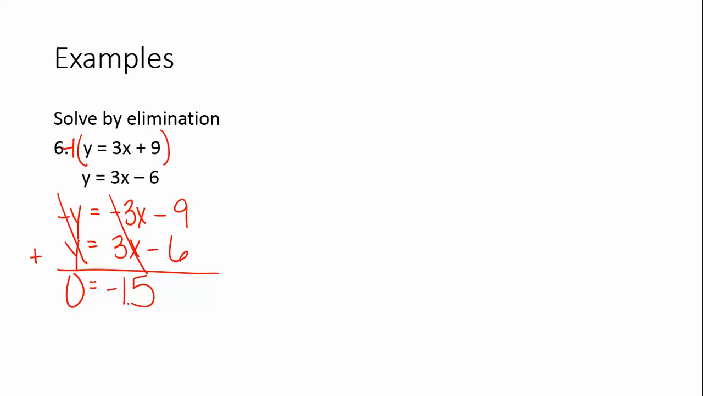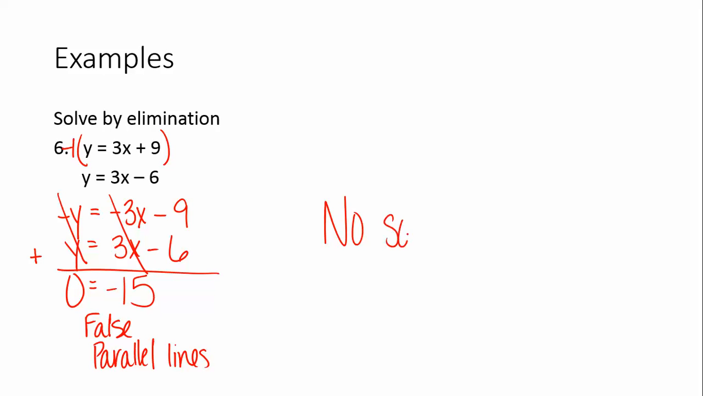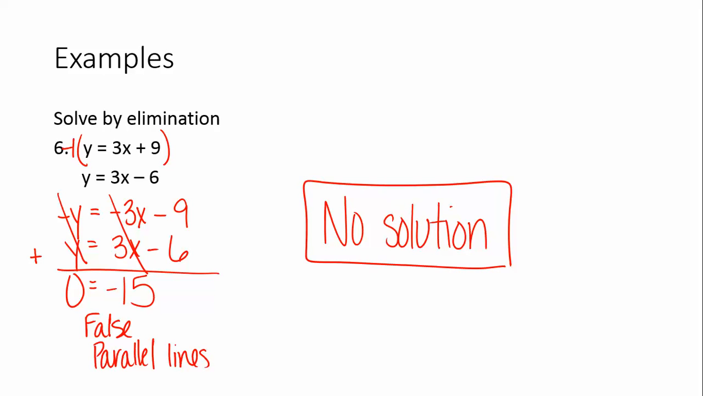is negative 15. Now if you go back to the slide, second slide I believe, that talked about the 3 different possibilities, when you lose your variable, you're either left with a true or a false statement. This happens to be false, which means we're dealing with parallel lines. Parallel lines never intersect, so we get no solution. And this is the answer I'm looking for instead of the ordered pair. Not the word false and not the word parallel lines, but no solution.